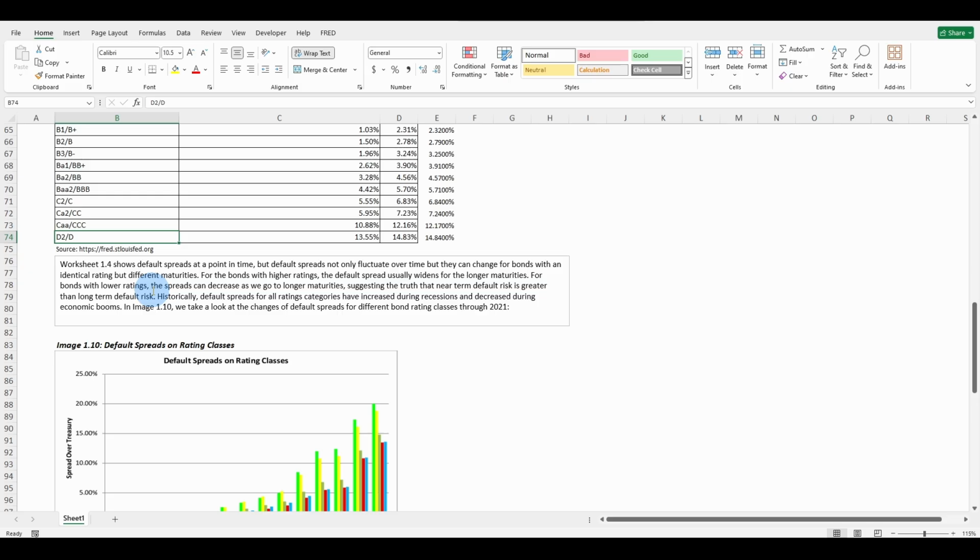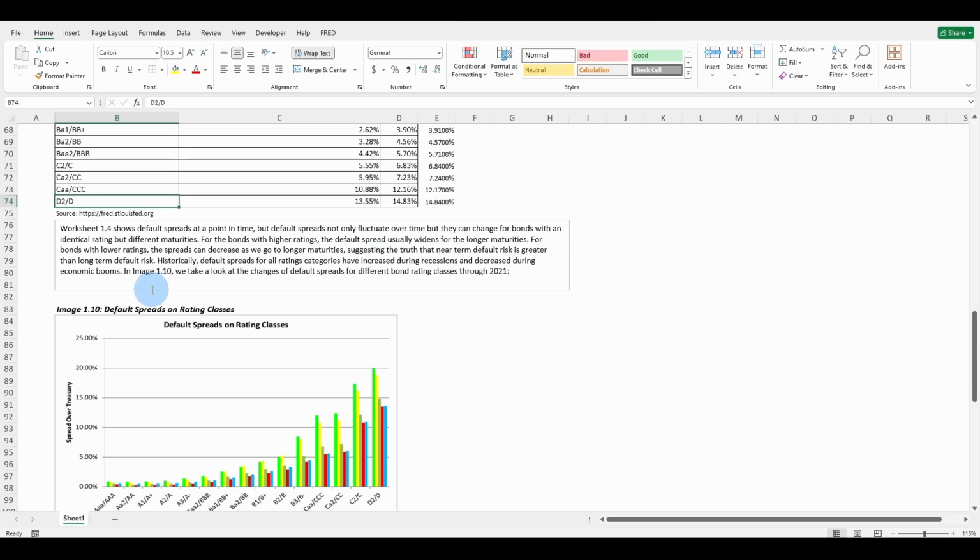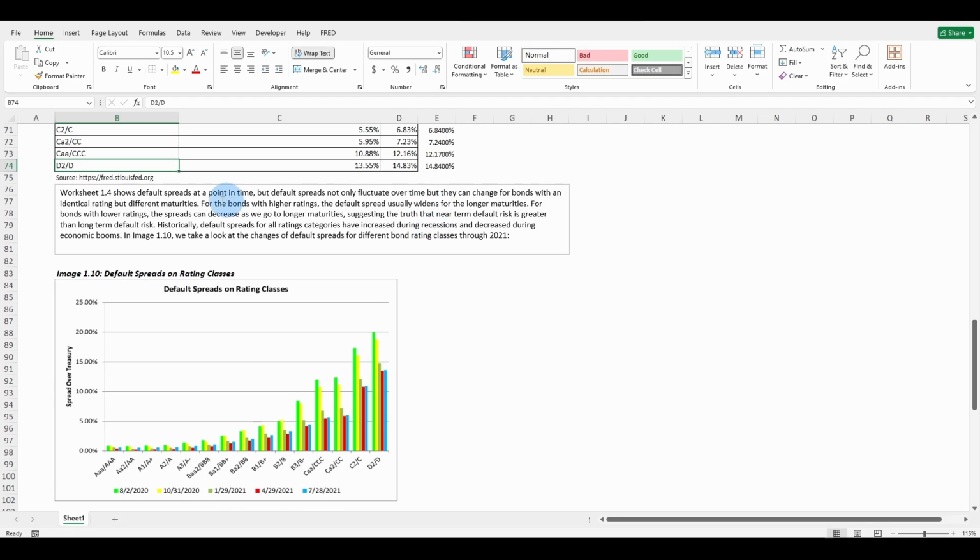Worksheet 1.4 shows default spreads at a point in time, but default spreads not only fluctuate over time, but they can change for bonds with an identical rating but different maturities. For the bonds with higher ratings, the default spread usually widens for the longer maturities. For bonds with lower ratings, the spreads can decrease as we go to longer maturities, suggesting the truth that near-term default risk is greater than long-term default risk.